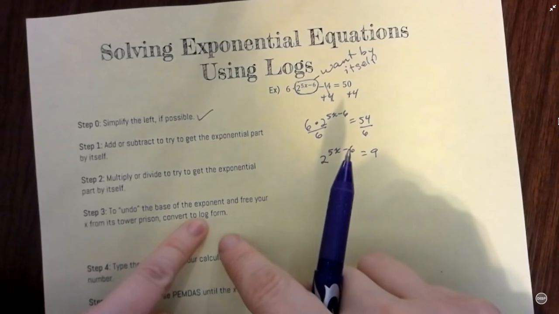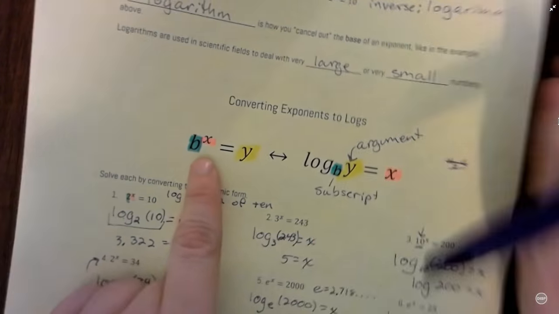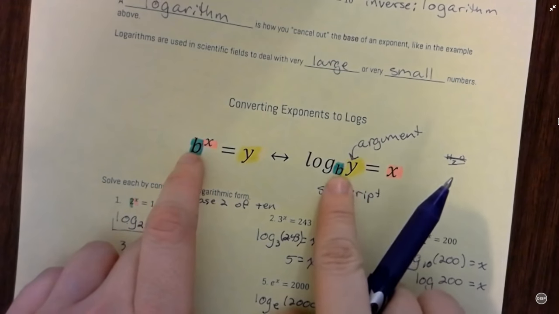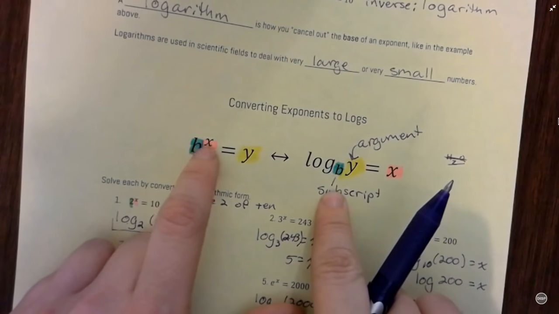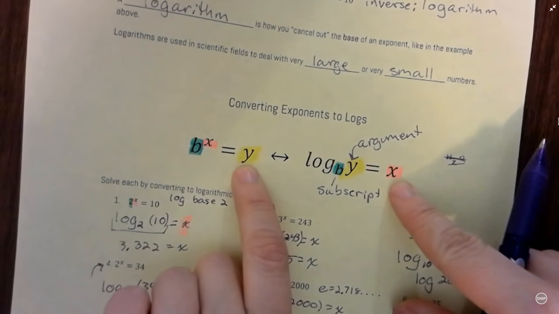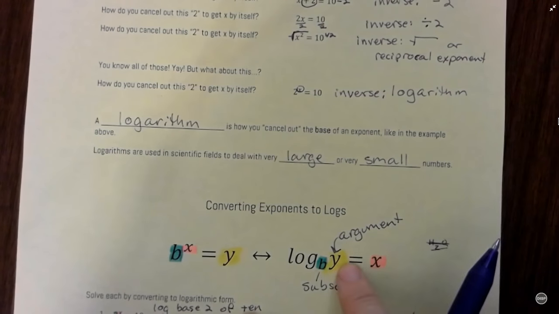Convert to log form. So remember, that's when we took this. So you take this format and convert it to this format. So I'm going to take that base and bring it just to the subscript. The exponent is going to go on its own on the right side. On the former right side of my equation, which is that 9 right there, it's going to become the argument of the log.